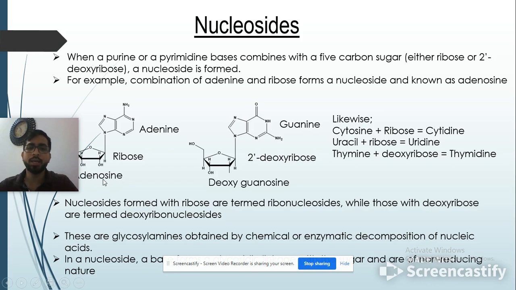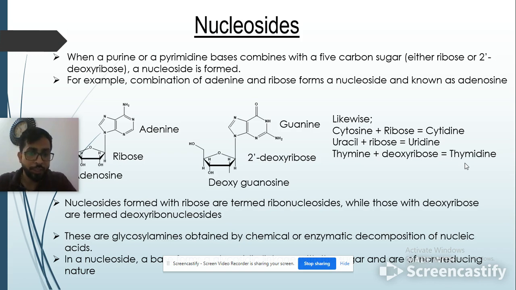In the same way, if we combine guanine with 2-deoxyribose, we get another type of nucleoside, deoxyguanosine. Similarly, if cytosine combines with ribose, the formed nucleoside is known as cytidine. When uracil combines with ribose, we get uridine. When thymine combines with deoxyribose, we get thymidine. Now, I have one question for you that will appear on your screen, and you have to answer it.